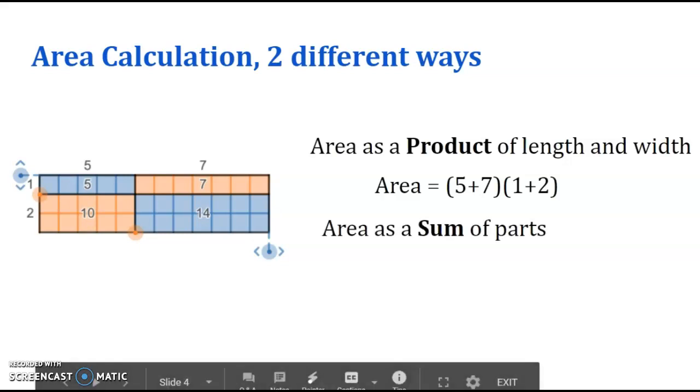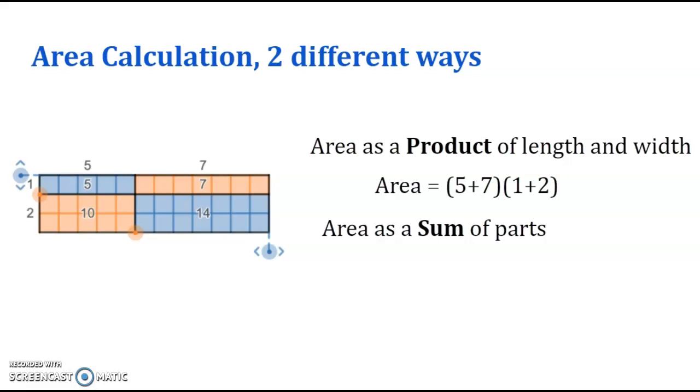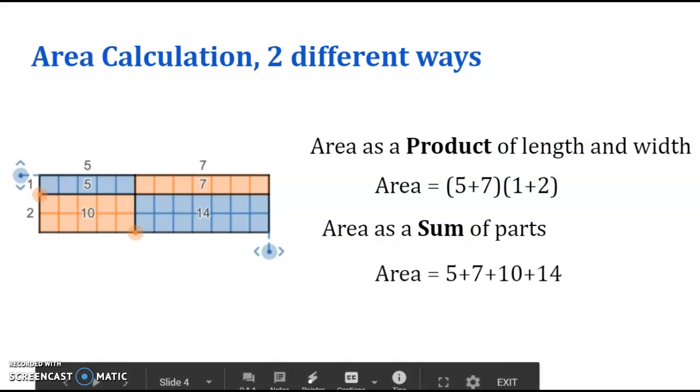Or you could also see the area as addition, or sum, of all these little rectangles. So the 5 and 7 and 10 and 14, they all represent the area of these little rectangles. So the area as a sum could be 5 plus 7 plus 10 plus 14.